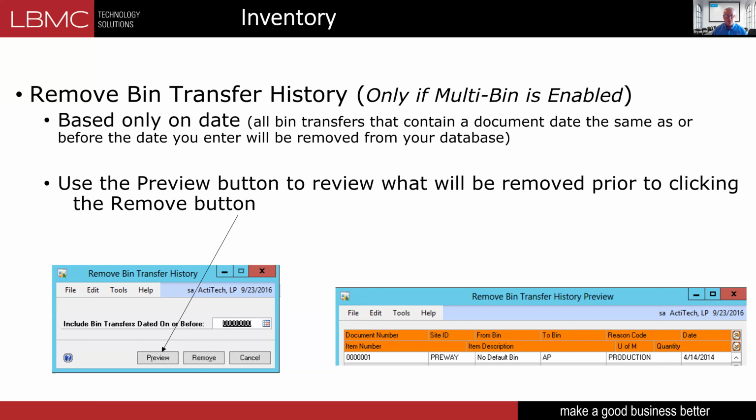So it's very simple. You can preview this and see what it's going to do. So again, not a bad idea. And then you see on the right side of the screen the little report that it will actually produce if you were to preview it.